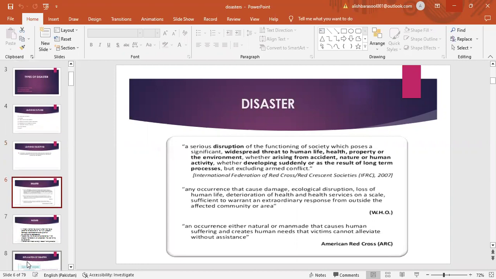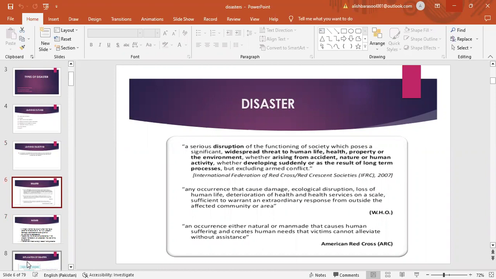Disaster: A serious disruption of the functioning of society which poses a significant widespread threat to human life, health, property, or the environment, whether arising from accident, nature, or human activity, whether developing suddenly or as the result of long-term processes, but excluding armed conflict.